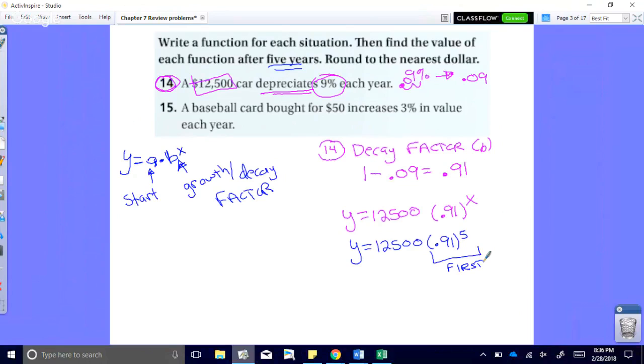Okay, so I'm going to take 0.91 and raise it to the 5th power. I'm not going to write all the decimals, but you get 0.624... Okay, you're going to hold that number in your calculator, and then multiply it by 12,500.